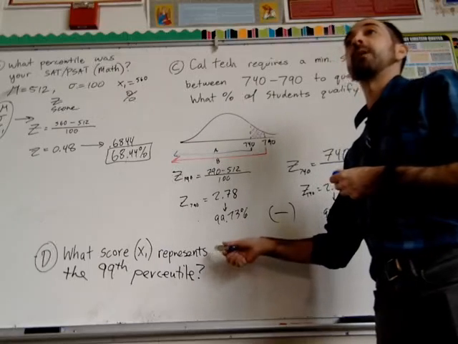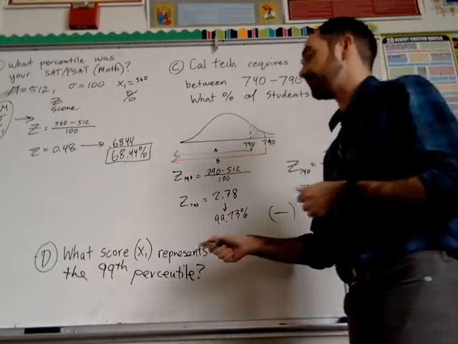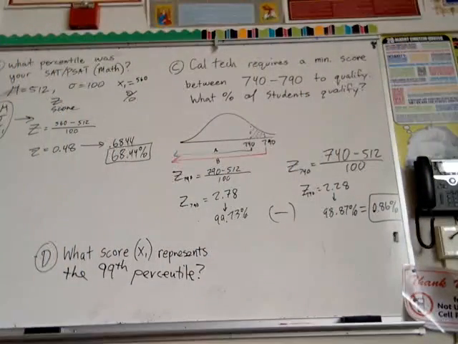Here's the deal. What is different? I want you to tell your neighbor what's different for letter D. What are we doing differently here? Just tell your neighbor real quick, like 10 seconds. What's different for D? Yes, item D.